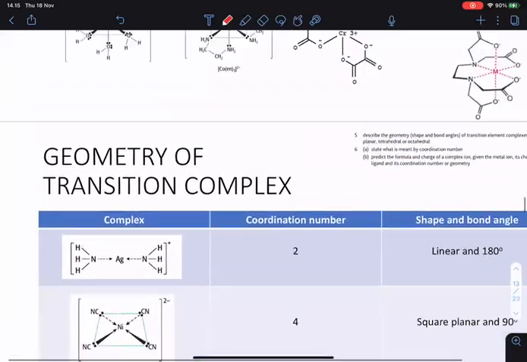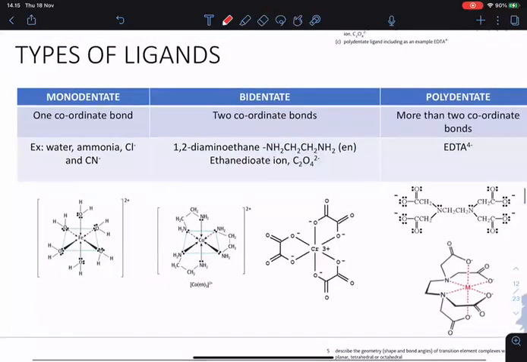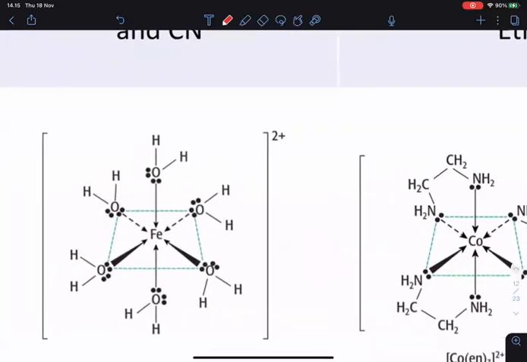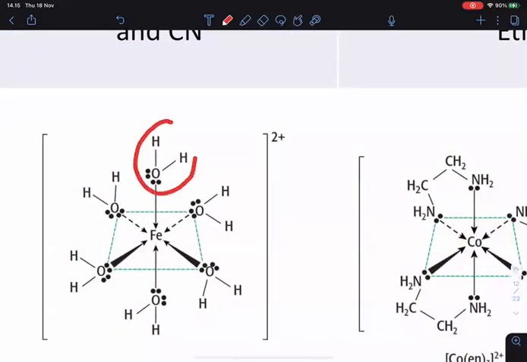For example, we have three types of ligand. The one that I've introduced to you in this picture, you can see this is going to be the water ligand. They have a lone pair. They can form the dative bonding.